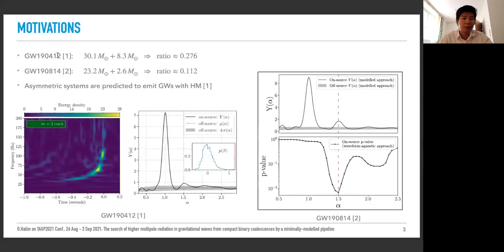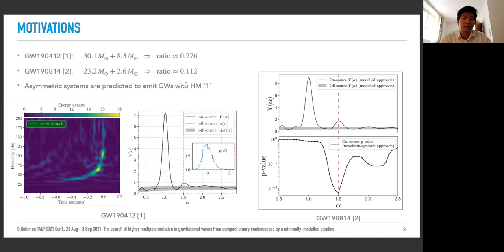So based on these two events, we have mass ratios which are quite asymmetric. For GW190412 it is 0.3 and for GW190814 it is 0.1. And in fact, asymmetric systems are predicted to emit gravitational waves with higher modes. What does it mean, higher mode, in this case? As we know, gravitational waves are quadrupole, meaning the 2-2 mode. Meanwhile, with these asymmetric systems, we expect to have a higher mode than quadrupole, such as the 3-3 mode.